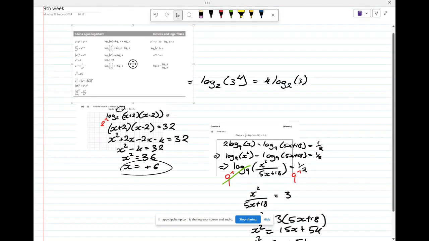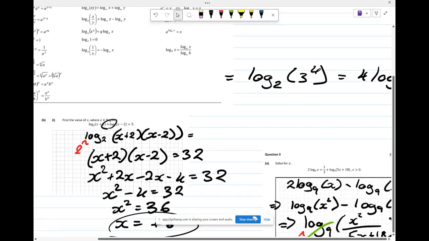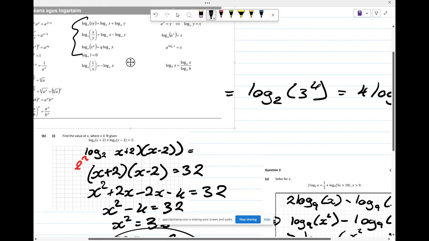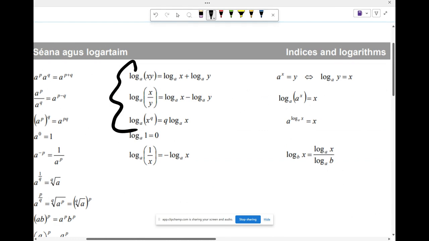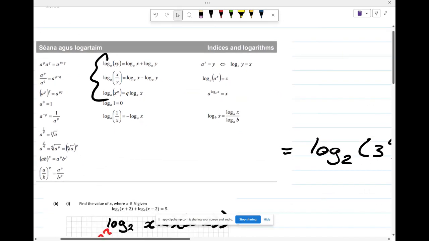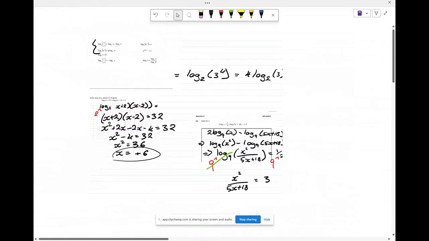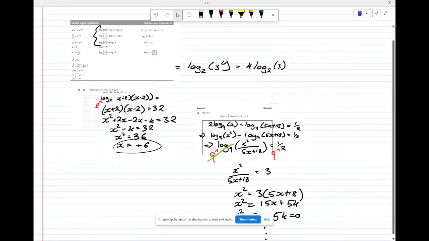So these rules are really important. You don't have to learn them off by heart. They're in your exam or your log tables, but things like these three will show up again and again in logs, and you'll just get to know them. You won't learn them off per se, but you'll just pick them up, and they're really useful. But yeah, that's those two questions done.